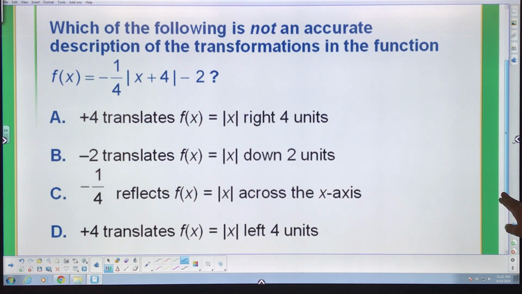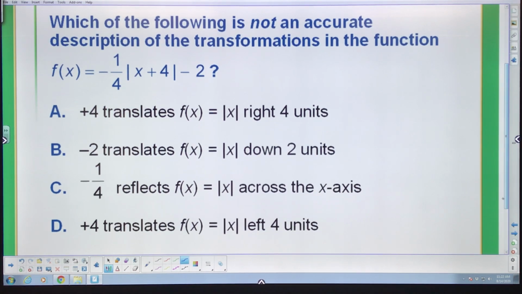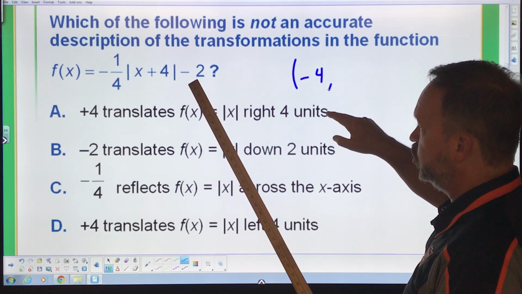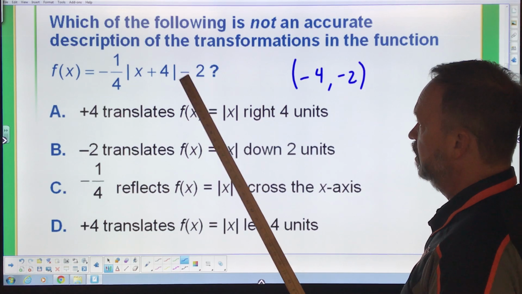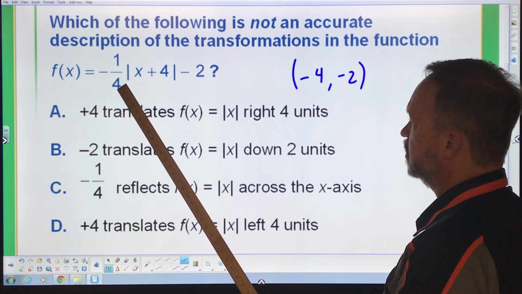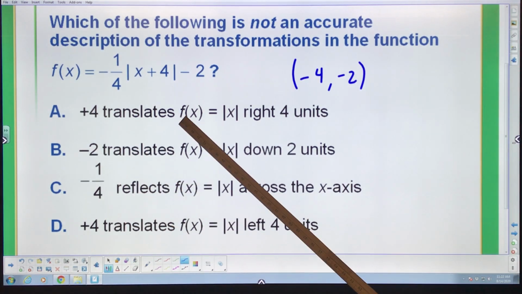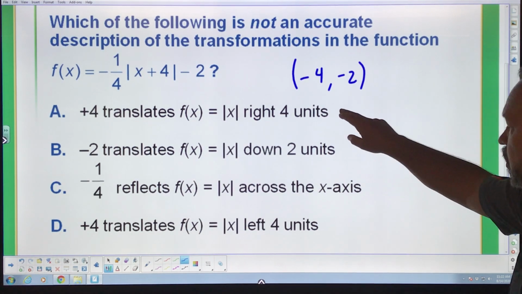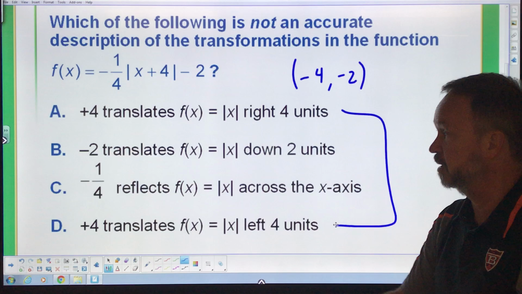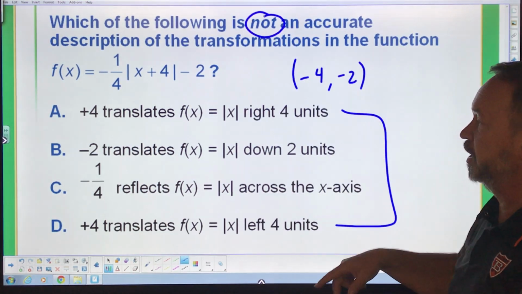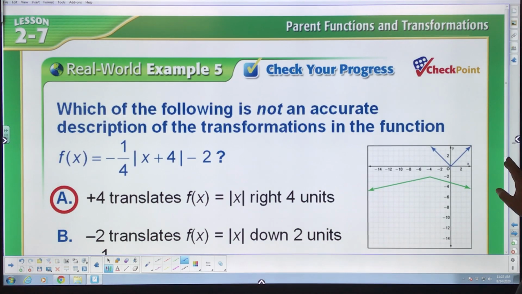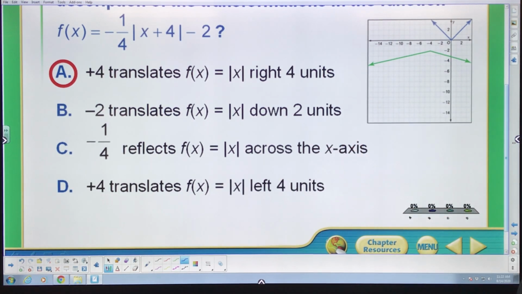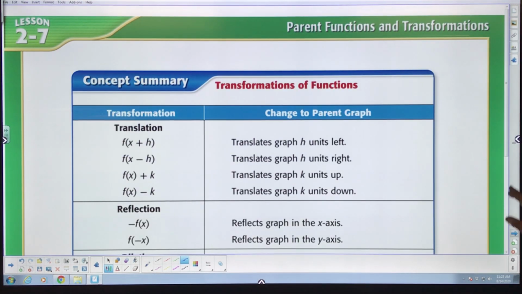Which of the following is not an accurate description of the transformations in the function? So just for us, we know it moves 4 places to the left because H is -4. Moves 2 places down because K is -2. It reflects across the x-axis and it's going to be compressed. So you can see this says it translates 4 units to the right, which is wrong. Move 4 units to the left. In fact, when you look at these two, it can't do both at the same time. Hint, hint. And so the one that is not accurate is A. Now, it did do the other things, and we mentioned that. 2 places down, we said that's what was going to happen, and it's reflected, so we said that was going to happen.